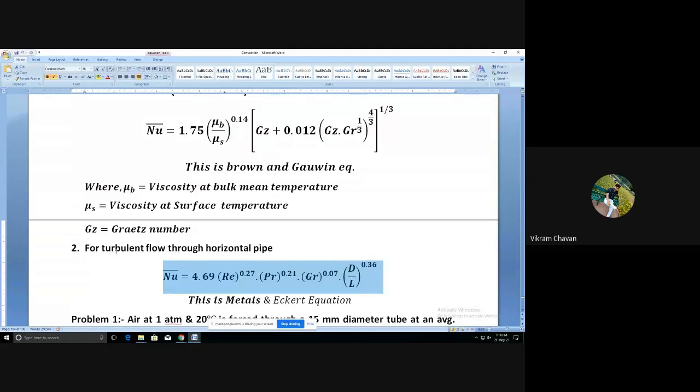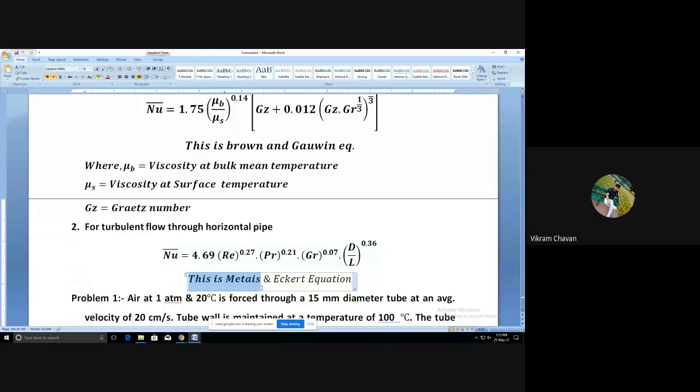The average Nusselt number in that case will be given as 4.69 inside the bracket Reynolds number raised to 0.27, multiplied by Prandtl number raised to 0.21, multiplied by Grashof number raised to 0.07, multiplied by (D divided by L) raised to 0.36. This equation is called the Metais and Eckert equation.